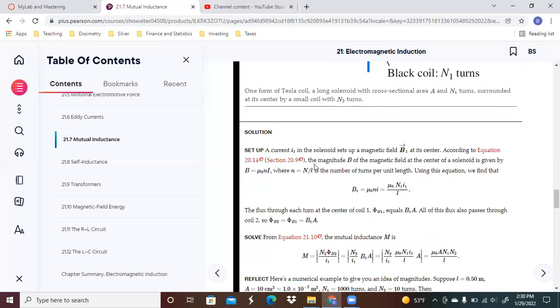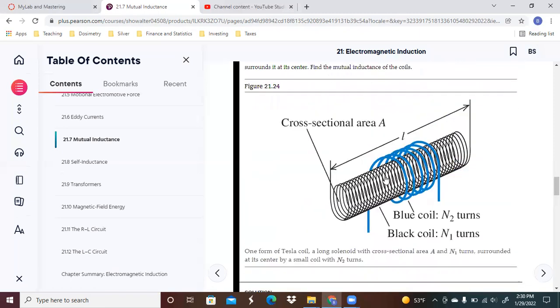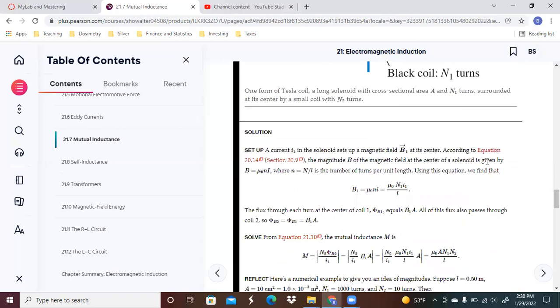So you can see here that the current in the solenoid sets up a magnetic field at its center. According to equation 20.14, the magnitude B of the magnetic field at the center is given by this. You can solve for N, or the number of turns, as you find out here. You can take this and rearrange it so that it looks like this.